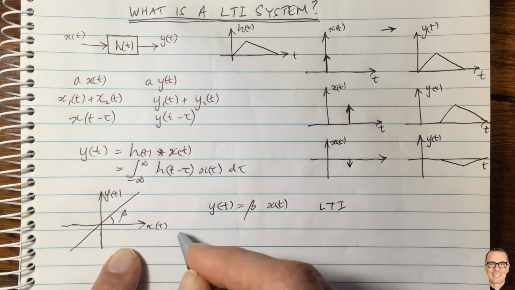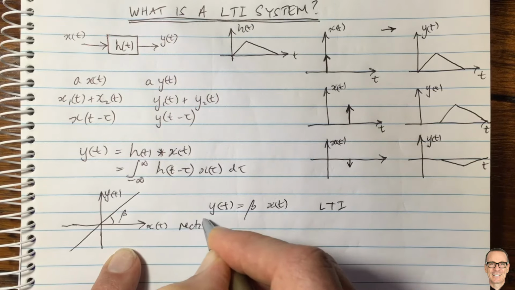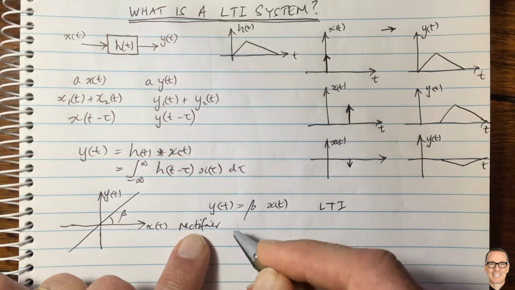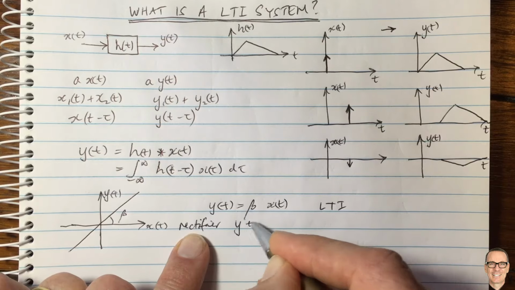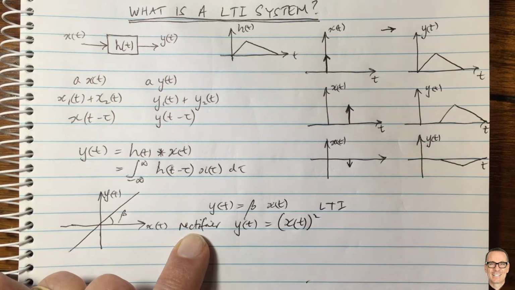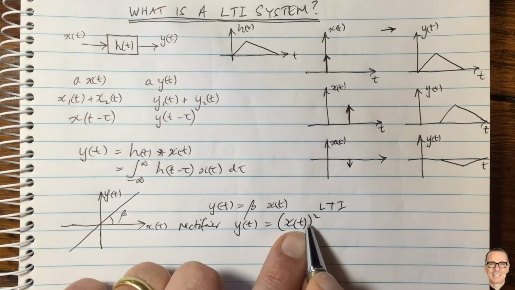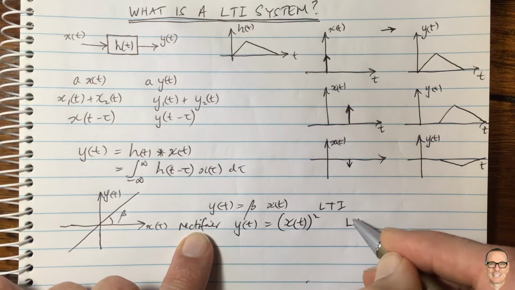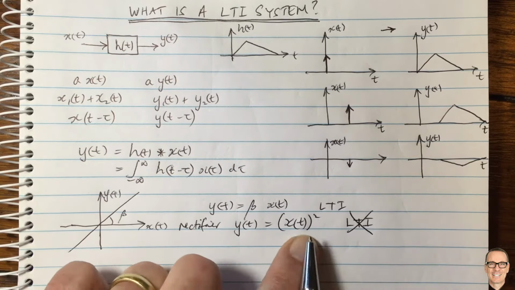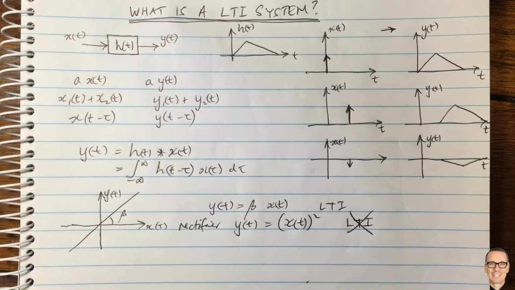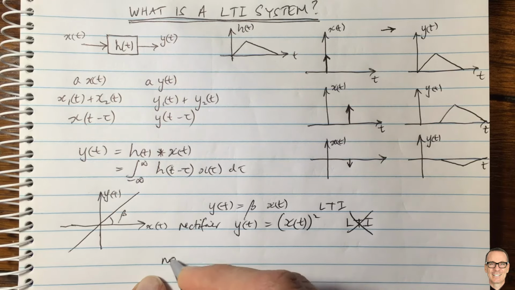What about a rectifier? A rectifier takes a signal and makes all the negative parts positive. One way of doing this is to square the input signal. So if we take the input signal and take the square of it, this is a rectifier. And this is not linear time invariant. It clearly does not satisfy the linear aspect here, the linear relationship.